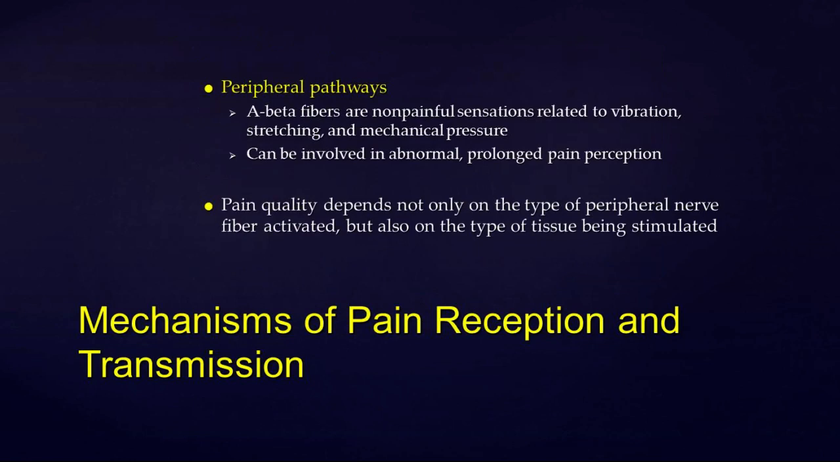Also in our peripheral pathways, we have these other fibers that are called A beta fibers. The A beta fibers we like because they're non-painful sensations: vibration, stretching, mechanical pressure. Sometimes the A betas are involved in abnormal prolonged pain perception, but the pain quality that we perceive depends not only on the type of nerve, but on the type of tissue being stimulated. So things feel different on different tissues, and that makes sense. And as we start to explore it more, hopefully it'll make more sense to you.